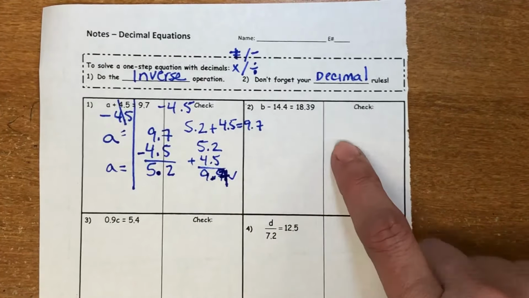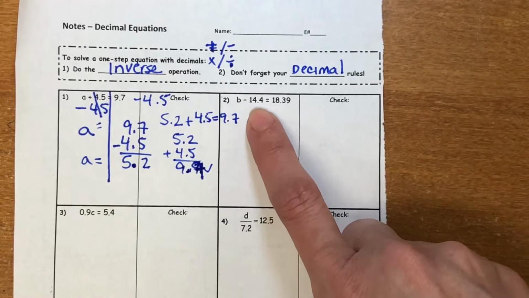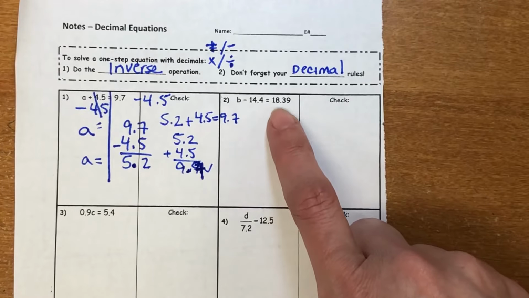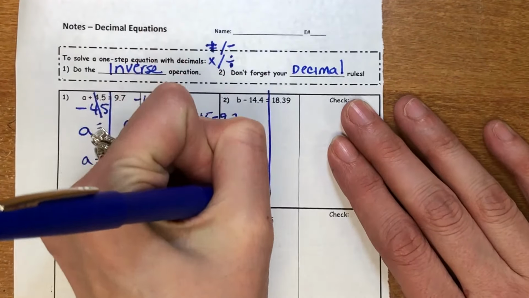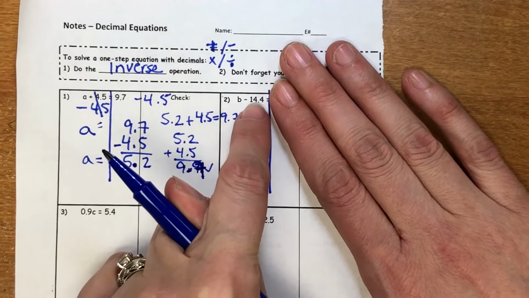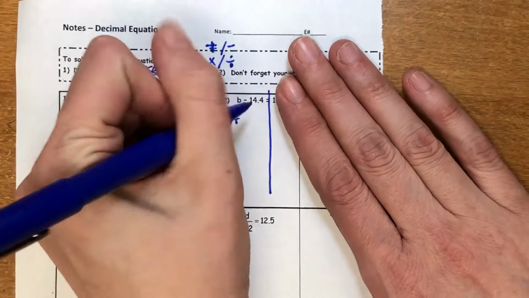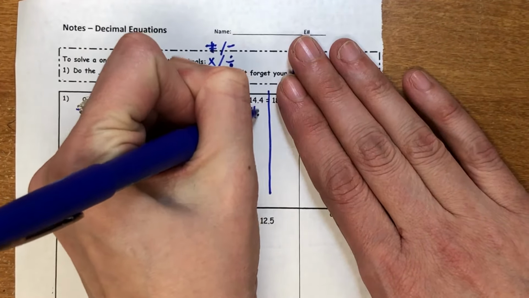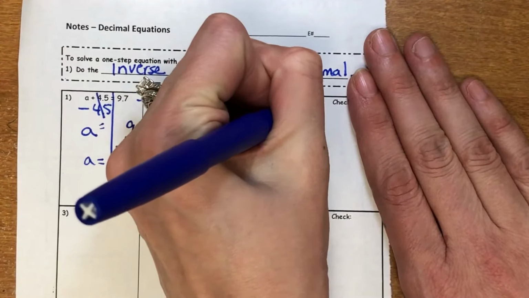Number 2. Number 2 is b minus 14 4/10 equals 18 39. Okay, so again, I'm going to put my line through the equal sign. Look at the side where the variable is. I'm subtracting from the variable, so I want to do the opposite. The opposite of subtracting is adding. So I'm going to add 14 4/10 on both sides of the equation.